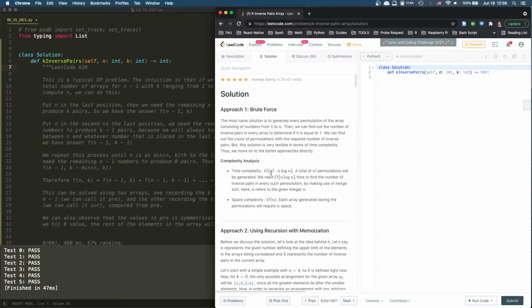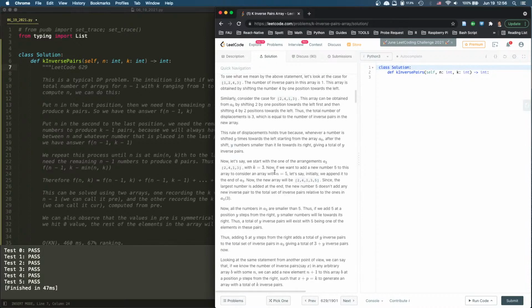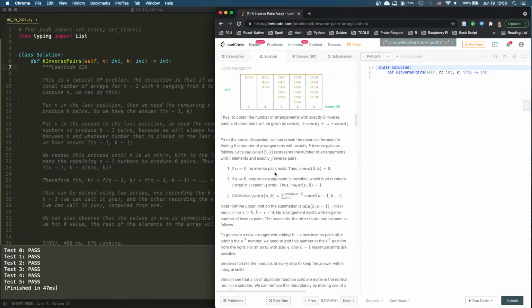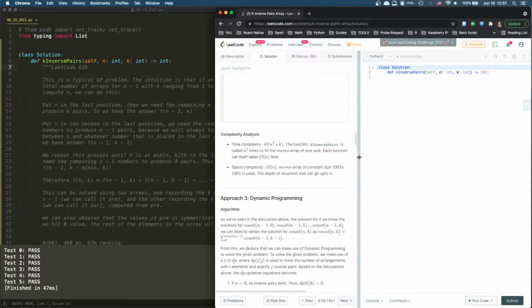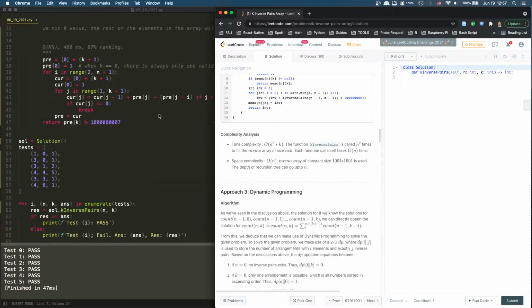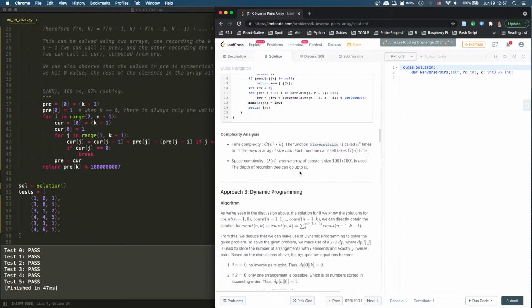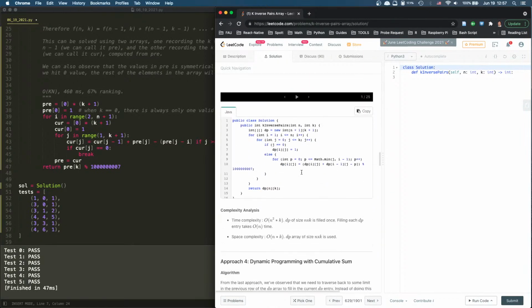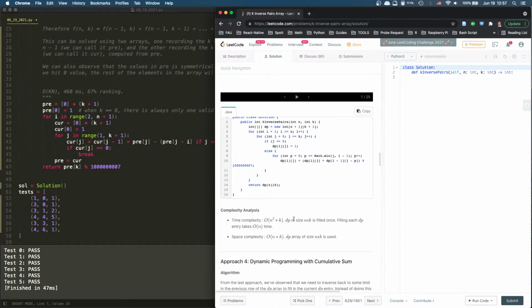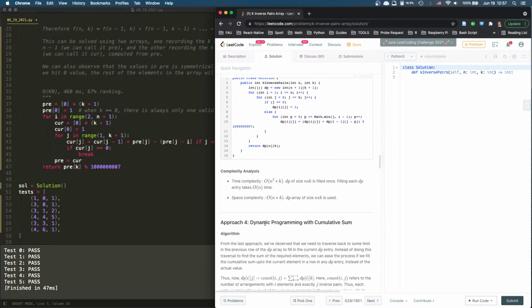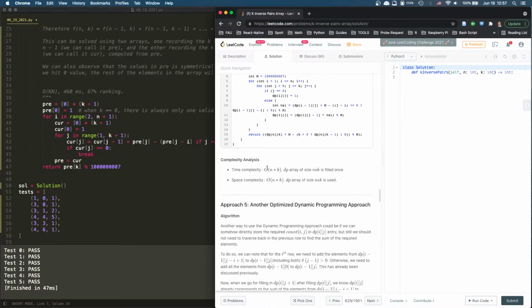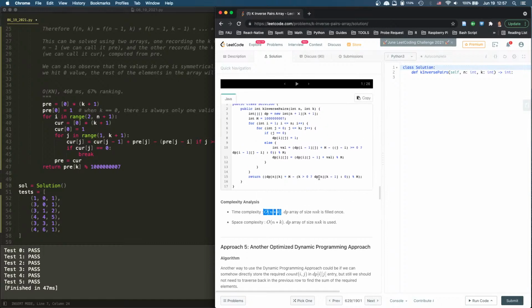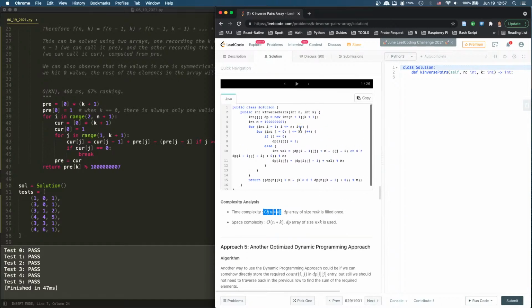Brute force. Yeah, you have this shenanigan happening. That is not going to work. Recursion with memoization. N squared times k. Is it n squared times k? I don't think I hit n squared. DP, n squared. DP with cumulative sum. There we go. That's the one. I think this is our solution.